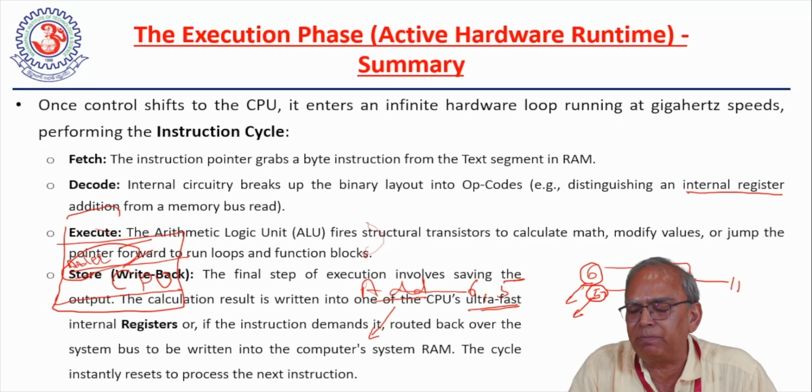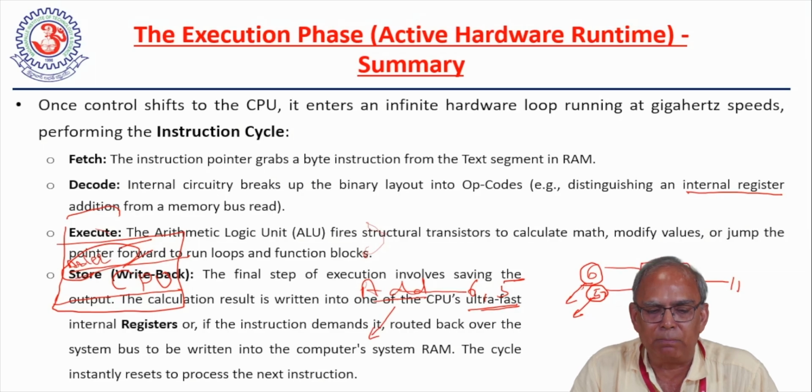So this needs to be sent back to the memory location. That is called the write back. The final step of execution is saving the output. So the calculation is written into the memory. Before writing it into the memory, it is written first into the internal registers of the CPU, and then the internal registers will transfer it to the memory address, the RAM. So this is how the entire execution cycle comprises four sub processes: fetch, decode, execute, and store. Okay.